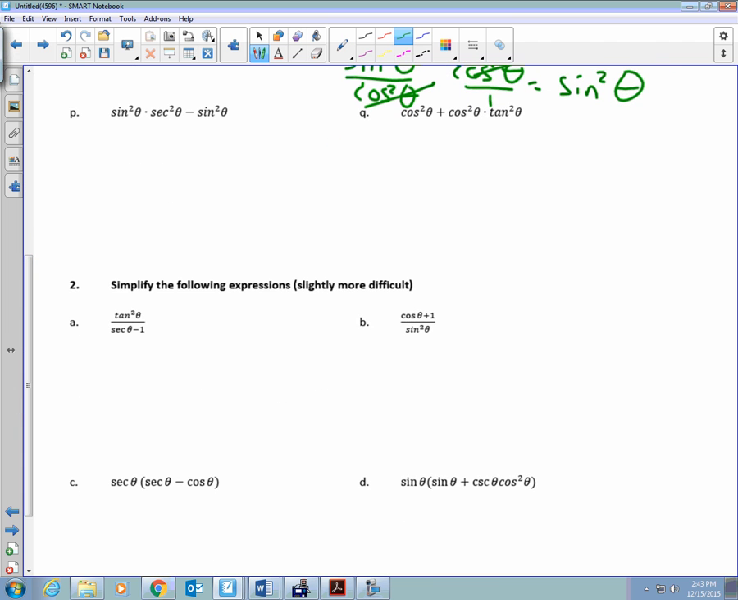Okay, what can I factor out of the next one? What can I factor out of this one? Sine squared. When you factor a sine squared out of the first part, what are you left with? Secant squared. Minus, when you factor sine squared out of this, you're left with 1. Hey, secant squared minus 1, that looks familiar to me. What is secant squared minus 1? So I have sine squared of theta times tangent squared of theta.